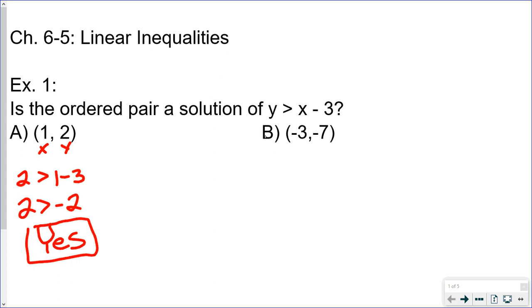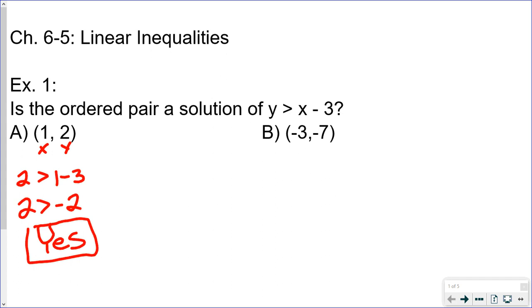Now, with linear equations, there was only one solution to that. With a linear inequality, there are multiple solutions because it's not just saying y has to equal this, it's saying that y has to be greater than this. So there are lots of points where y is greater than x minus 3. So it's not just one solution, there's many solutions.